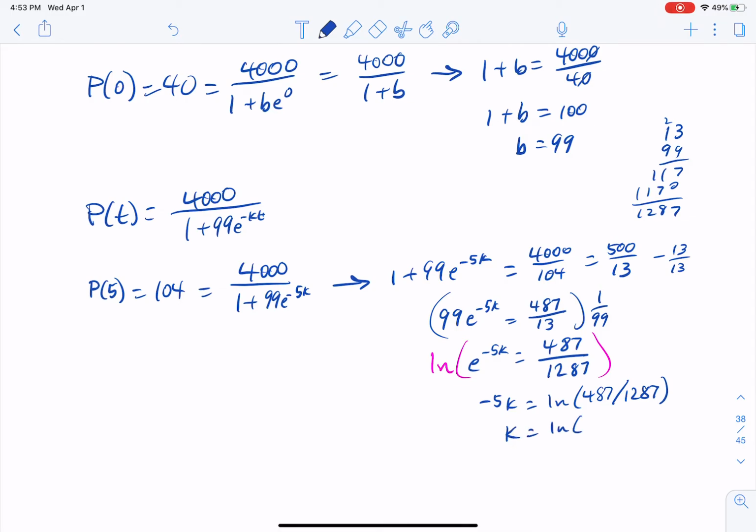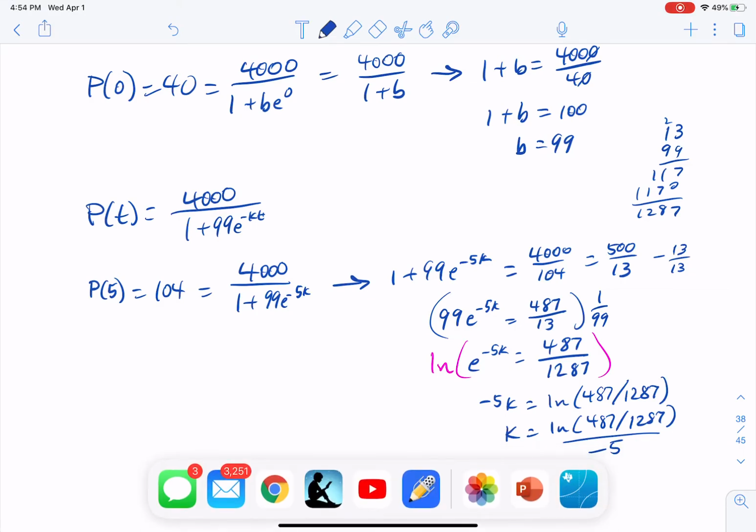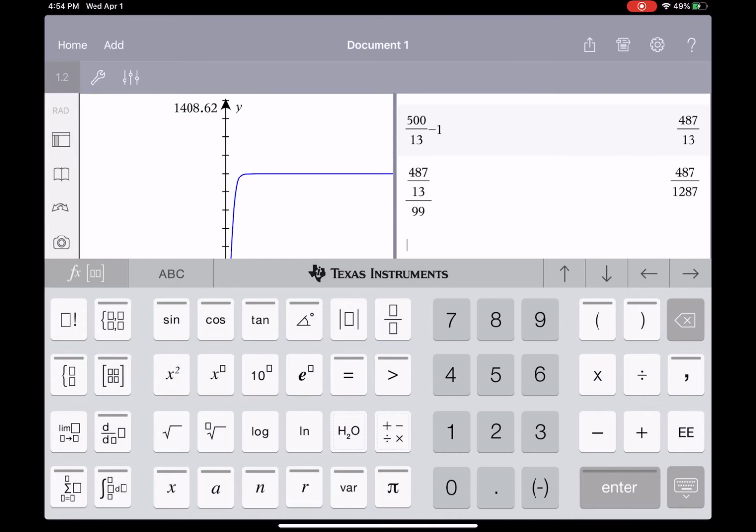Natural log 487 over 1287, all of that divided by negative 5. That is certainly a calculator issue. All right, so we already have that number. We want to take the natural log of that number. Natural log of... I think that's in here, second answer. Yeah, awesome. And then divide that by a negative 5, and let's approximate that.